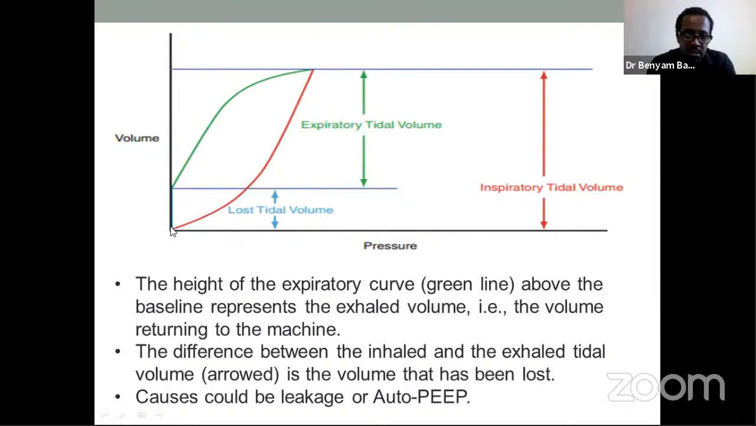So this distance between 0 and a certain tidal volume would be the lost tidal volume, because we were expecting the expiratory tidal volume to be equal to the inspiratory tidal volume. So this will show that we have lost a certain volume. So this could be auto-PEEP or this could be leakage.